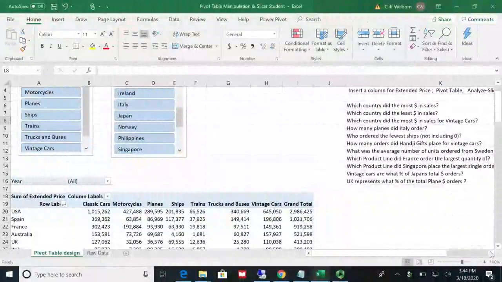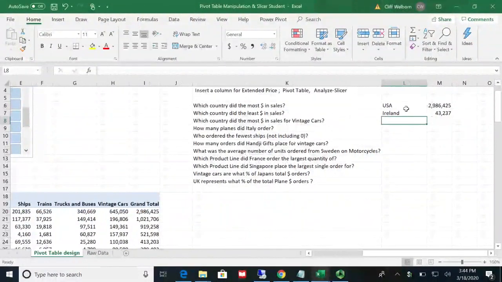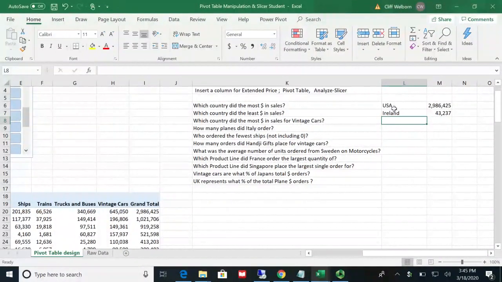Okay, so let's see if we can keep answering questions here. You may notice that I went ahead and split our answer because we really had two pieces of information there. We had the country for which country did the most or least, and then we had the dollar amount. So I went ahead and split the dollar value in column M and then the country in column L. I think that'll make it easier to format, make our answers look better.